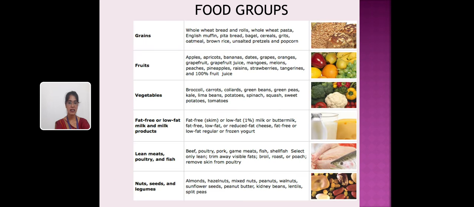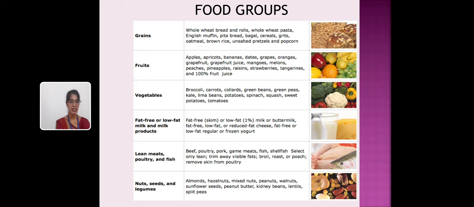Next one is food groups. We will look at the food groups as I show in the slide. Foods are classified into different food groups depending upon their nutritive value. A balanced diet should have food chosen from each food group in sufficient quantity.